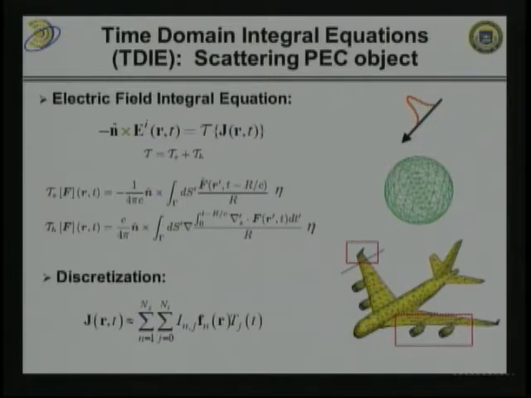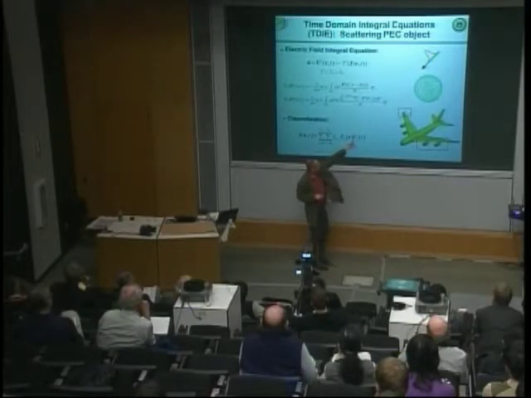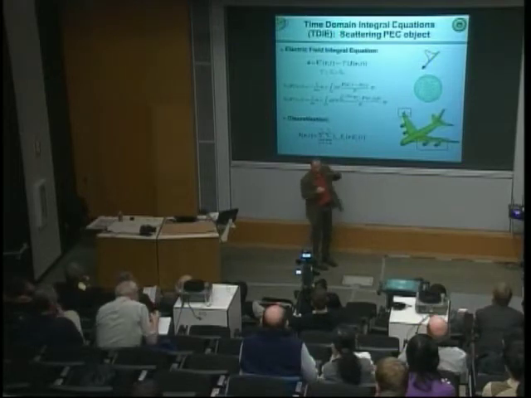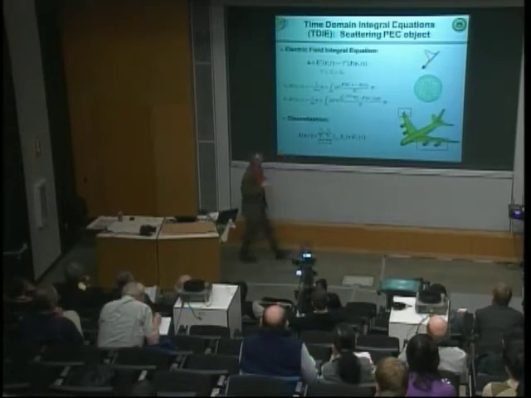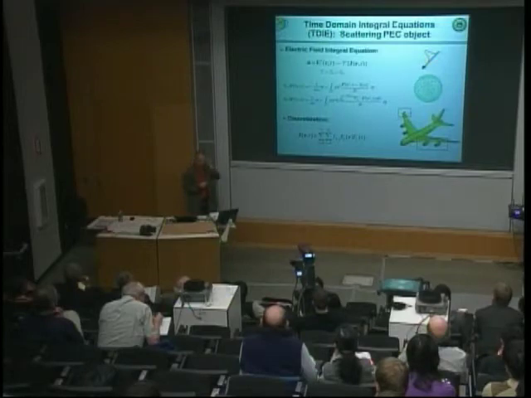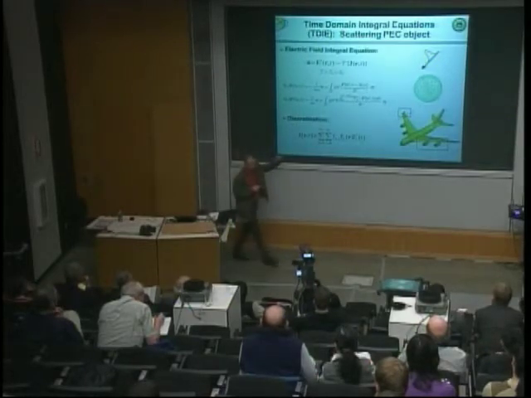So what I do if I want to figure out what kind of time domain field is scattered by an object like that when illuminated by some external pulse is I'm going to go after the currents, the time domain currents, the transient currents that are excited on this object.